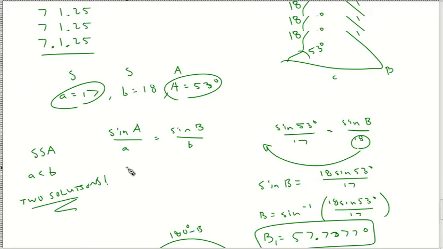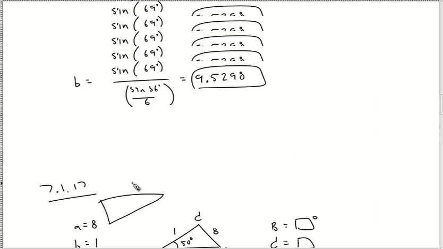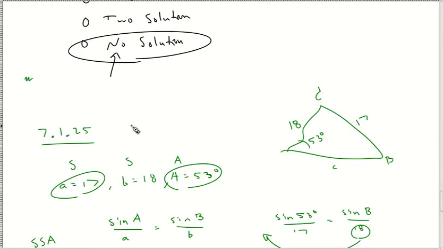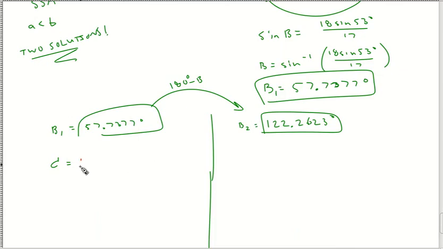No? Do you want me to show you the formulas? Here, let's go all the way back up. Top formula or bottom formula? What do I do to find C? Bottom? The bottom one, the 180 rule. Exactly. So, I'm going to say 180 minus the 53 minus the 57.7377.